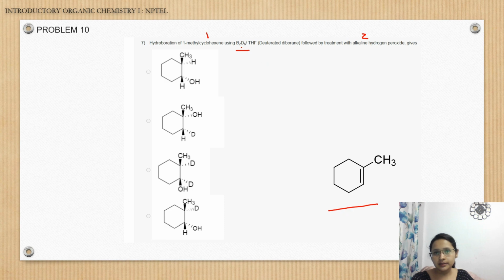So instead of hydrogen, it will have deuterium at the place of hydrogen. Similar mechanism, similar everything. Just deuterium is replacing hydrogen. So now what happens if you have this boron with this D? This D is also negative. That is the partial negative charge, and boron has a partial positive charge, which is electron deficient.